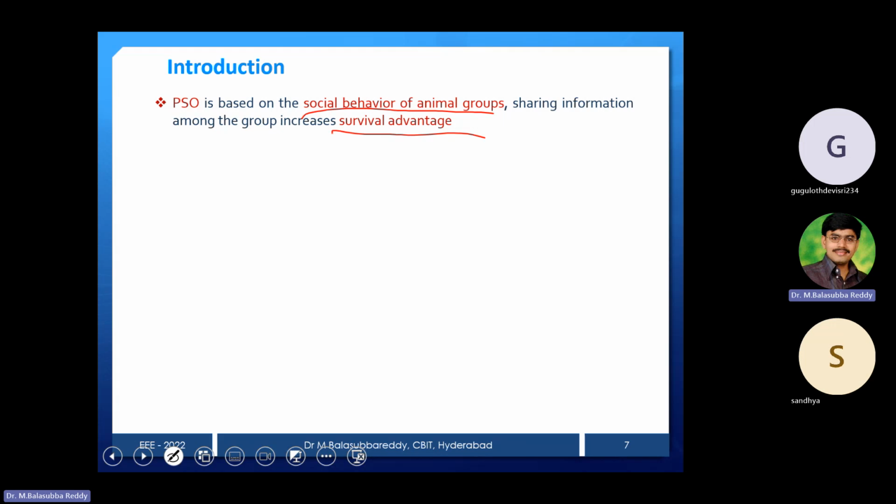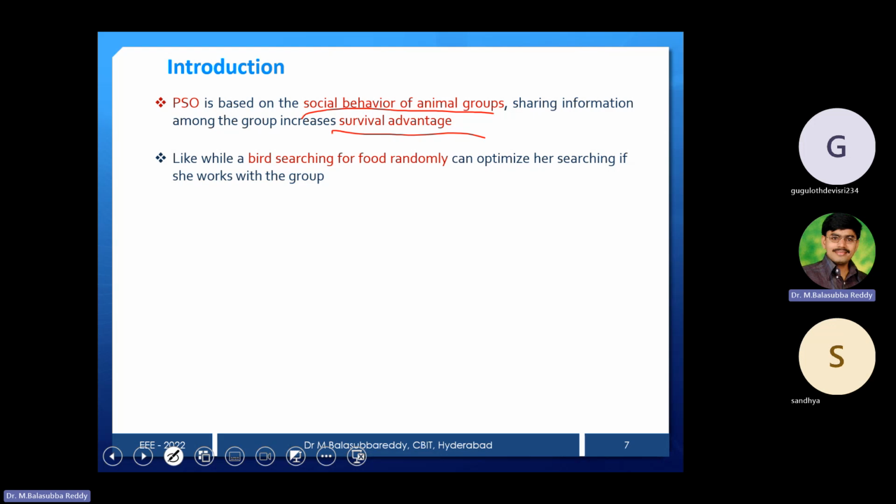If we identify in that manner, we can easily catch him. Once the information is passed, the other guy who is going in the wrong direction may turn back or move in the right direction. That's what you can see here: the social behavior of an animal group, where they are exchanging the information.